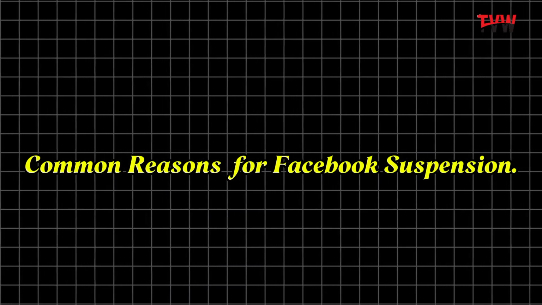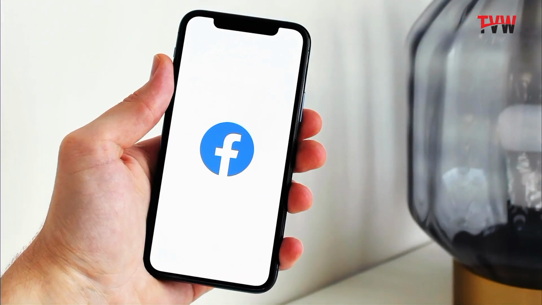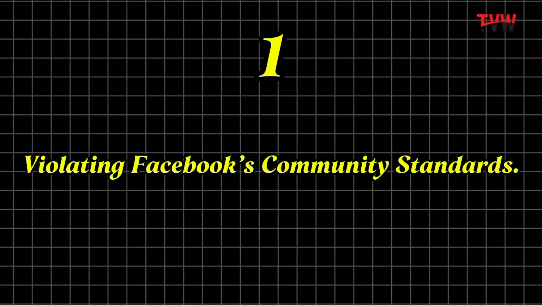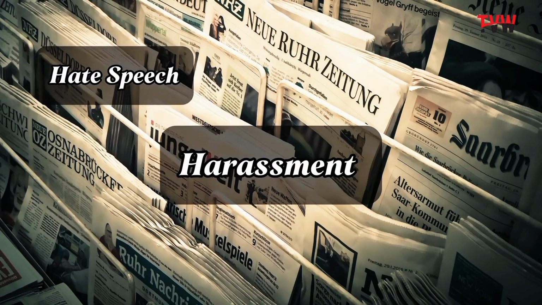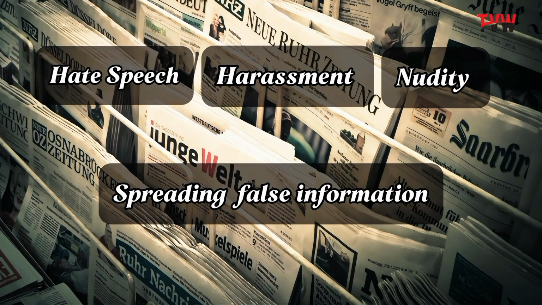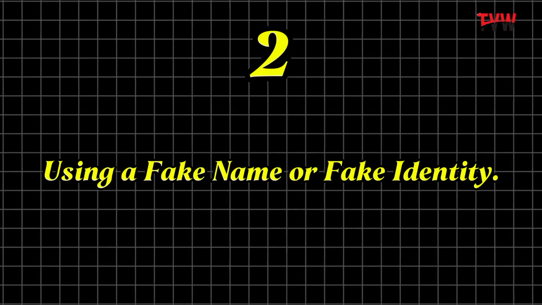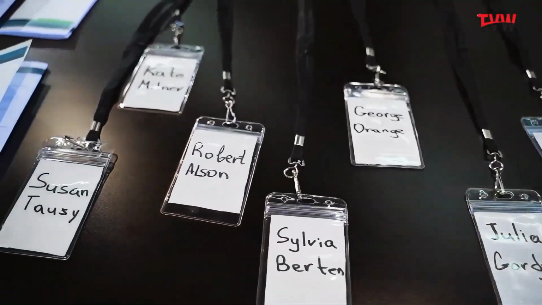Common reasons for Facebook suspension. Let's begin with the most common reasons why Facebook suspends or disables accounts. Number 1. Violating Facebook's community standards. This includes posting hate speech, harassment, nudity, or spreading false information. Number 2. Using a fake name or fake identity. Facebook requires you to use your real name and personal details.